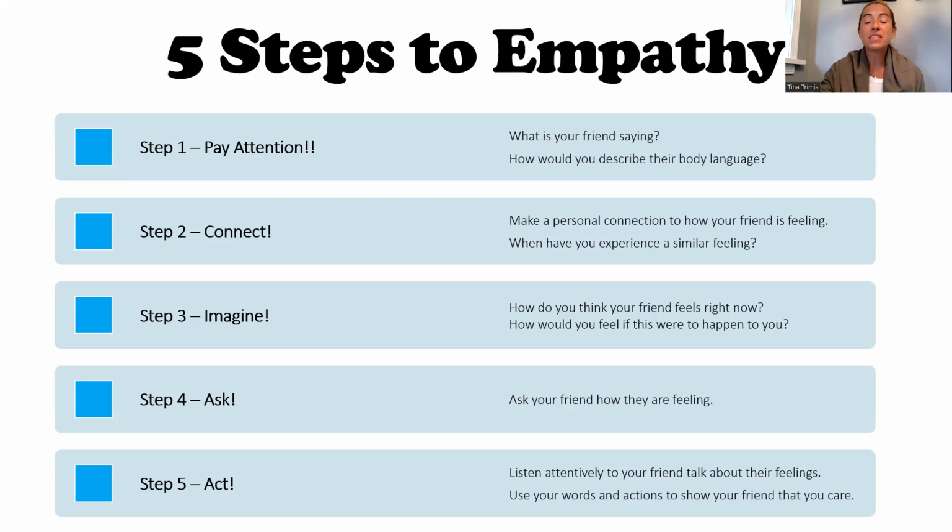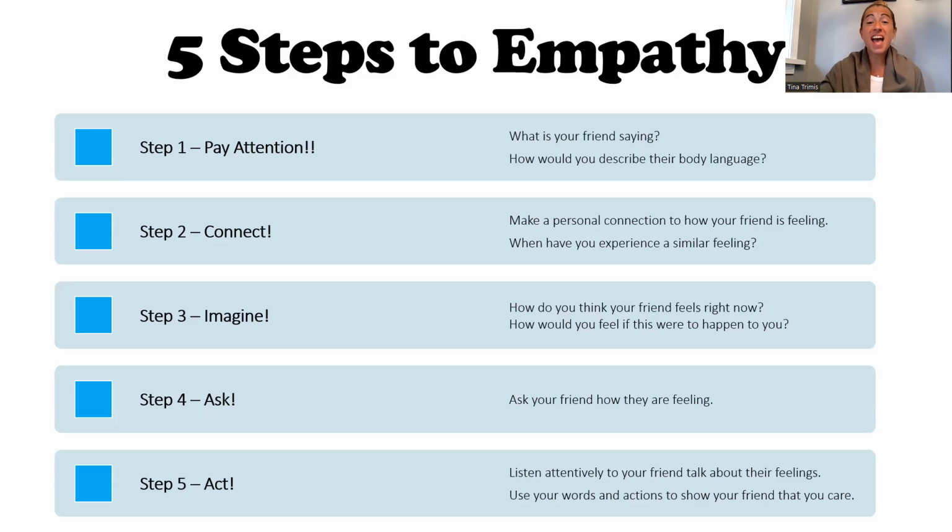So the 5 steps to empathy. After we read this book, now we're going to go through and talk about what the 5 steps to empathy are, right? First step, paying attention. What is your friend saying? How would you describe their body language?